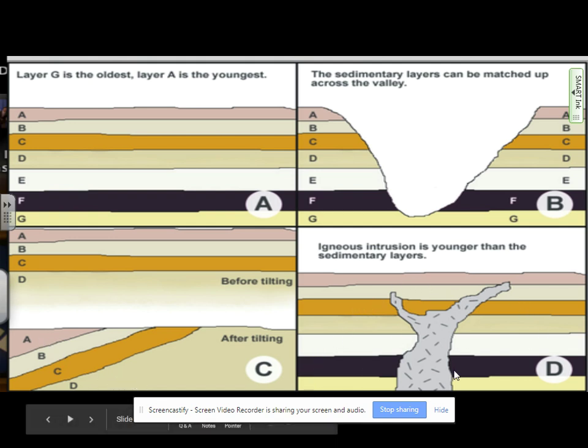In D, we have an intrusion. So you can see that this layer here is an igneous intrusion. So right, magma cooled and hardened. So that has to make an igneous rock. If I look in the background, oldest to youngest. But see how our intrusion goes through everything? It goes through our oldest layer, even a little bit up into our youngest layer. So the intrusion happened last.